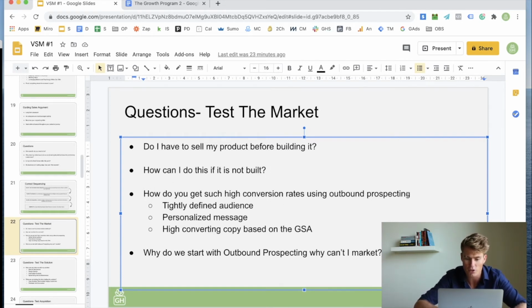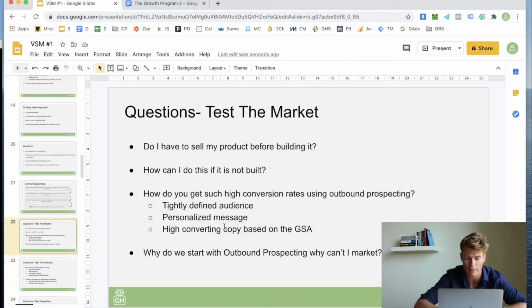How do you get such high conversion rates using outbound prospecting? So outbound prospecting is the tool that we can use to get conversions and to get our first customers at low cost. But in order to get conversions, you're going to need to tightly define and target a certain audience. You're going to need to create a personalized message, and you will use high converting copy to make sure that you get a good conversion on your emails.